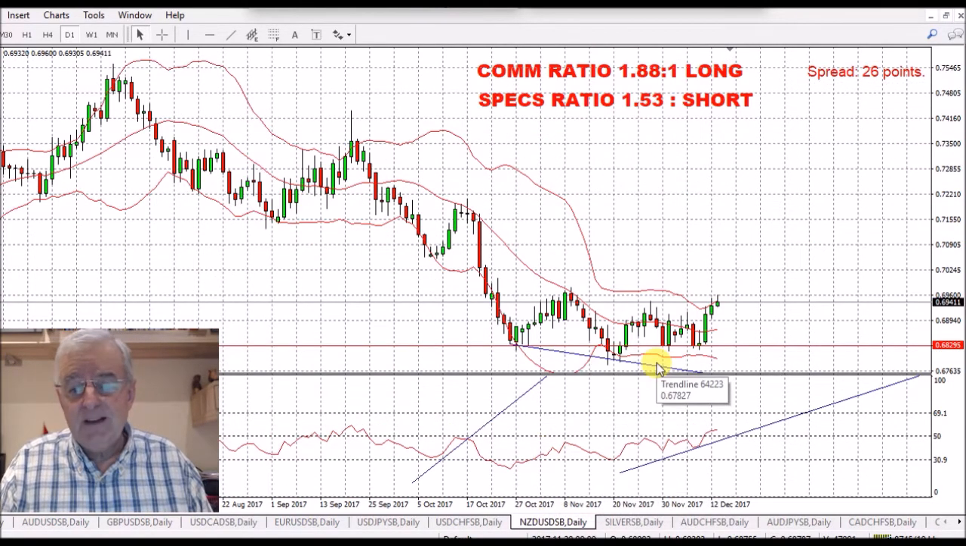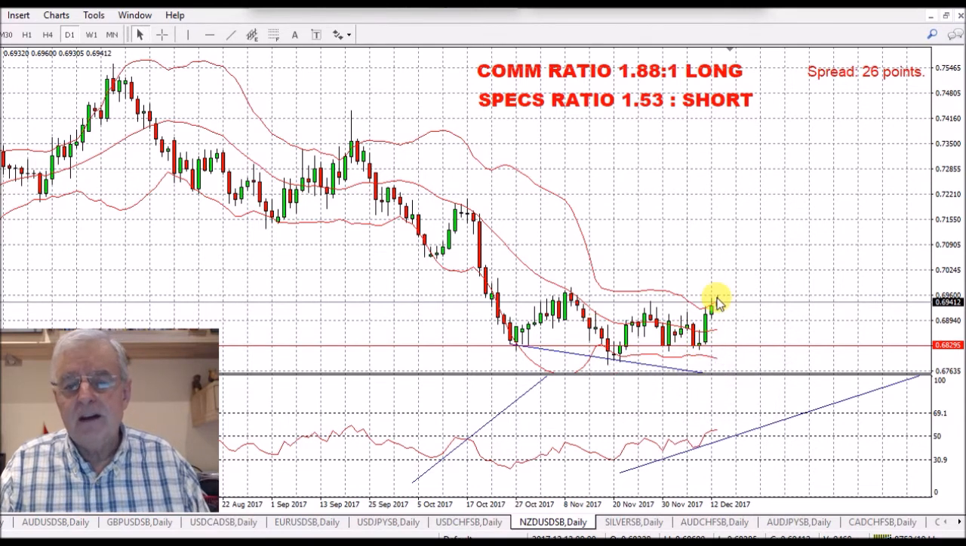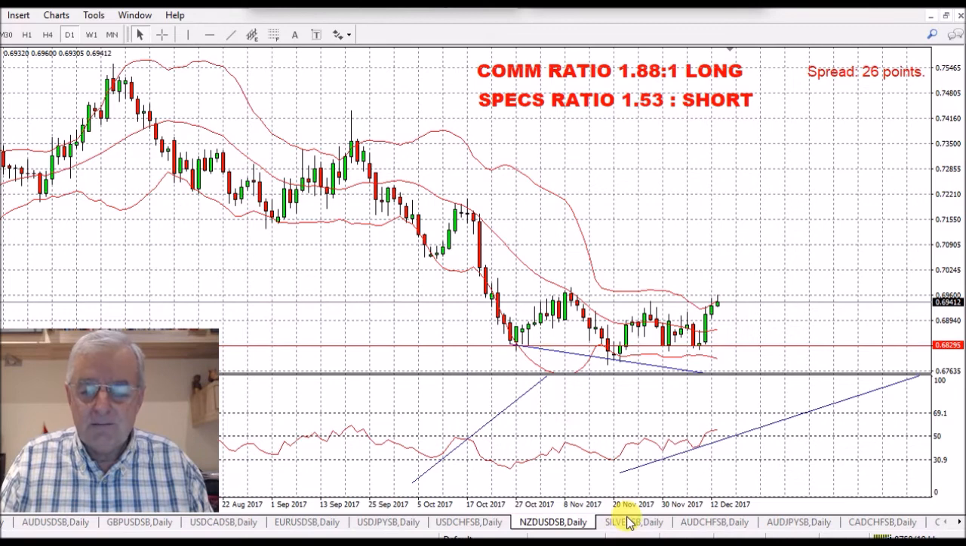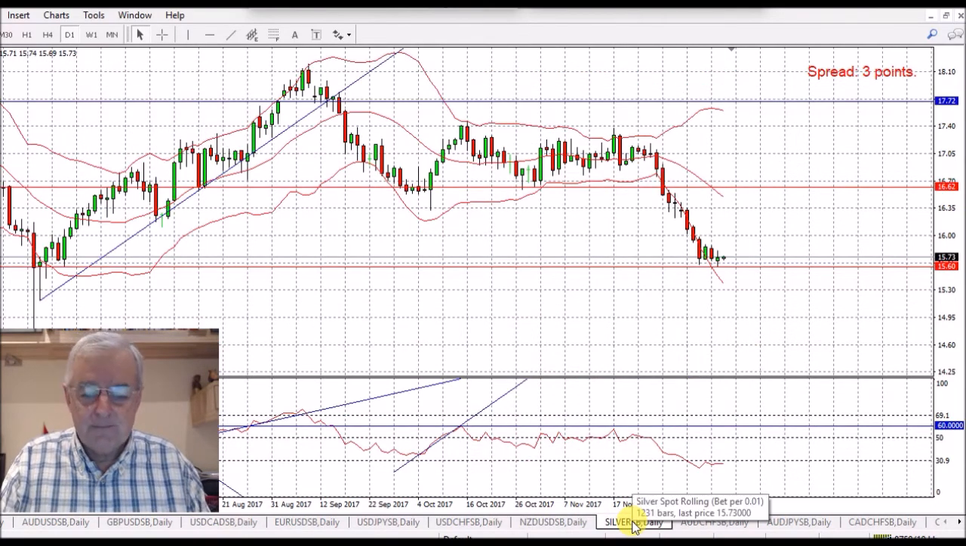Same thing on the New Zealand dollar. I am not trading this. The commitment of traders are long for this pair. So I've put my trend line up. We might see a dip today, but we'll see basically where that goes.